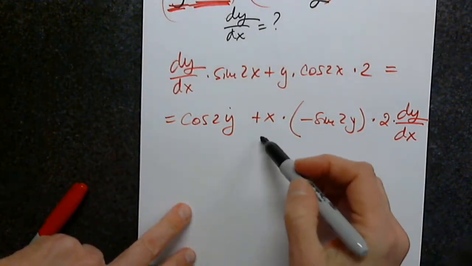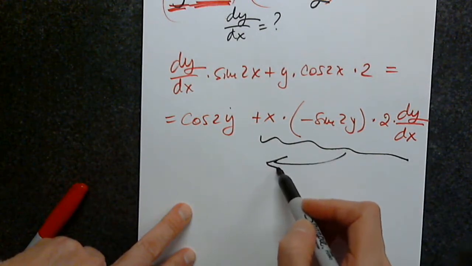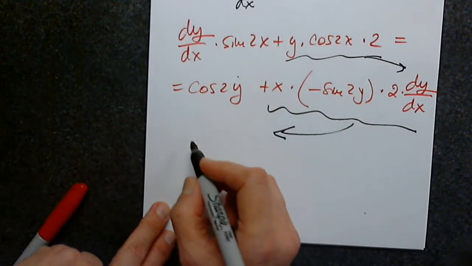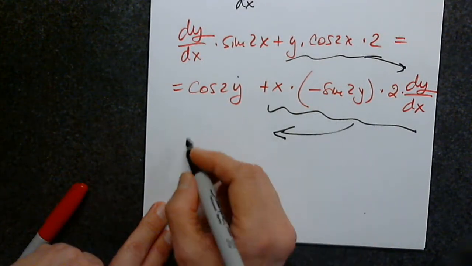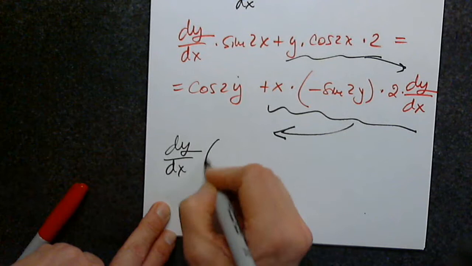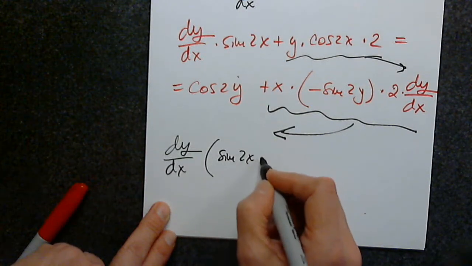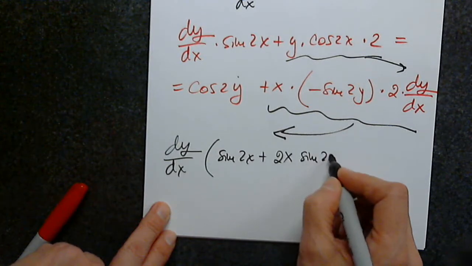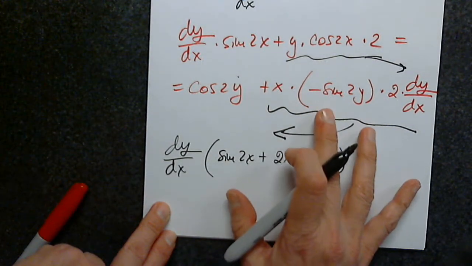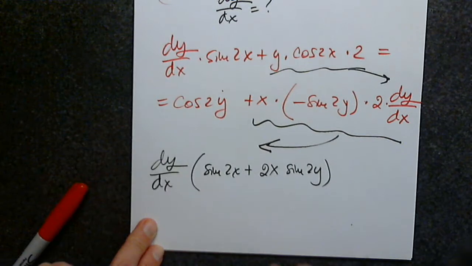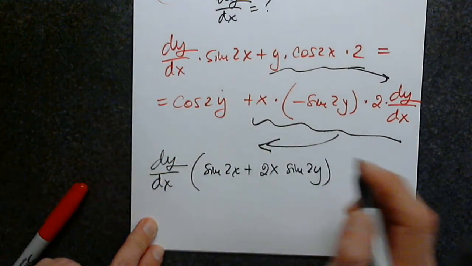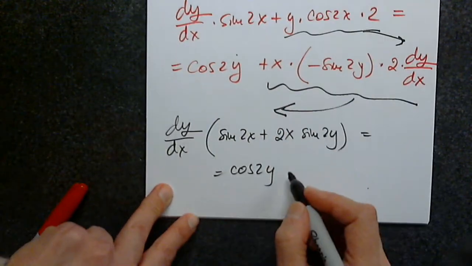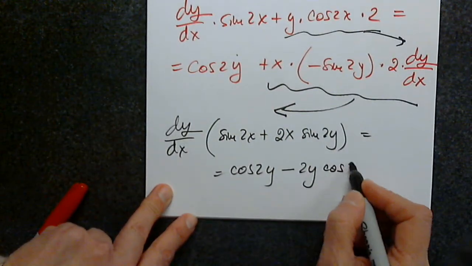Okay, now obviously this term will go to the other side, and this term will go to the other side. So, and I will factor out dy over dx times sine 2x plus 2x sine 2y. It was a negative term. When I moved it to the other side, it became positive. Now this is a positive term, but I have to bring this one to the other side, 2y cosine 2x.